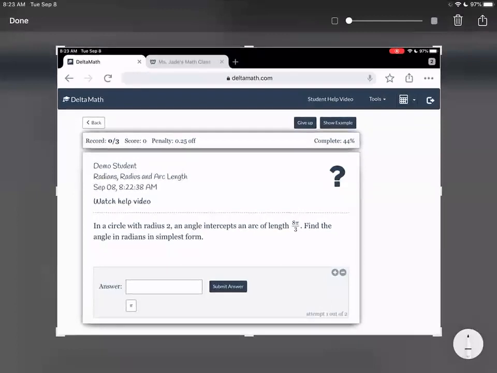Oh, and then I need a screenshot. Okay, in a circle with radius 2.